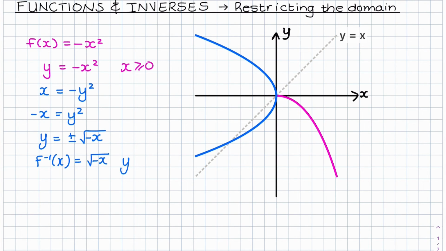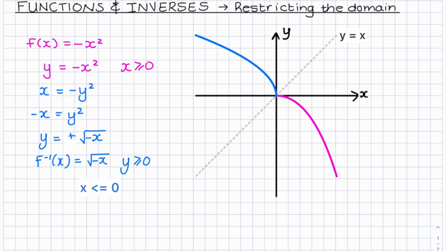And we can say that y is greater than or equal to 0. And so the final graph will look like that. Since we have negative x underneath the square root sign, x has to be less than or equal to 0 in order to get a real number.